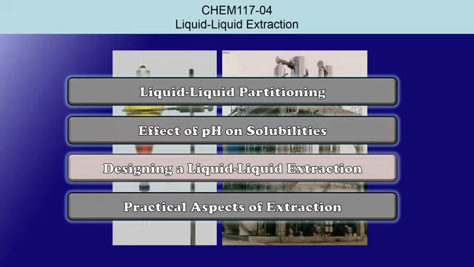We'll talk a little bit about how we can design liquid-liquid extractions intelligently, knowing how pH affects, or should affect, the solubility of organic compounds in water. Then we'll talk a little bit about some practical aspects of how extractions are conducted in the lab and why we use the techniques that we do. We've got a lot to cover, so let's get started.